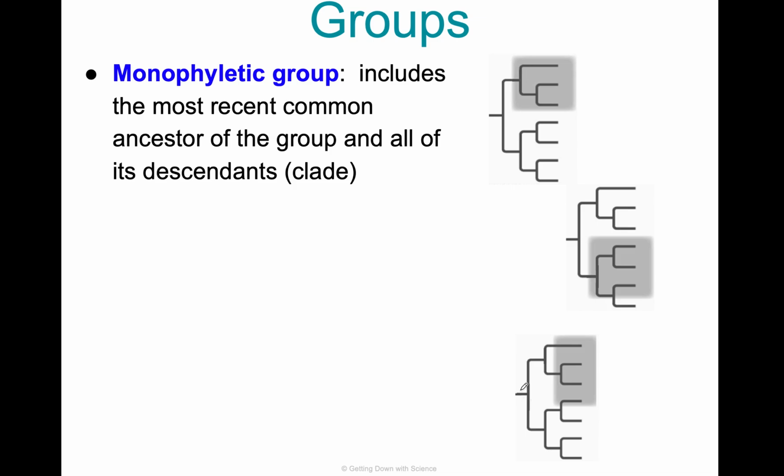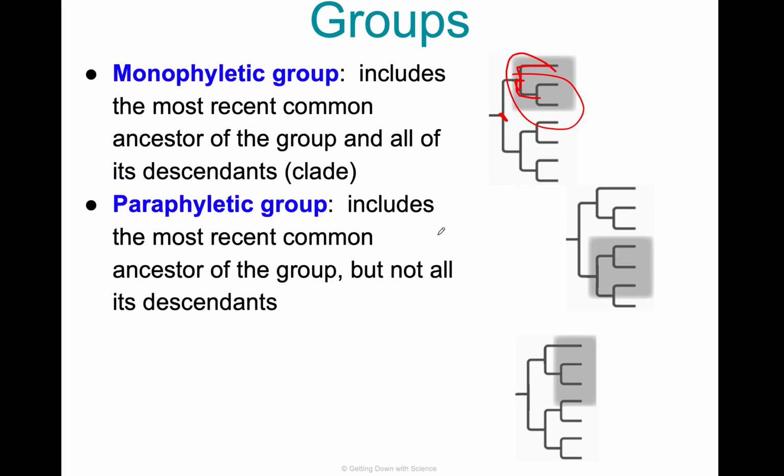So the groups could be different. Monophyletic groups include the most recent common ancestor of a group and all of the descendants. So for example, here's your common ancestor. There's a node up here in which it splits. So this is the most recent common ancestor and everything else that evolved from it.